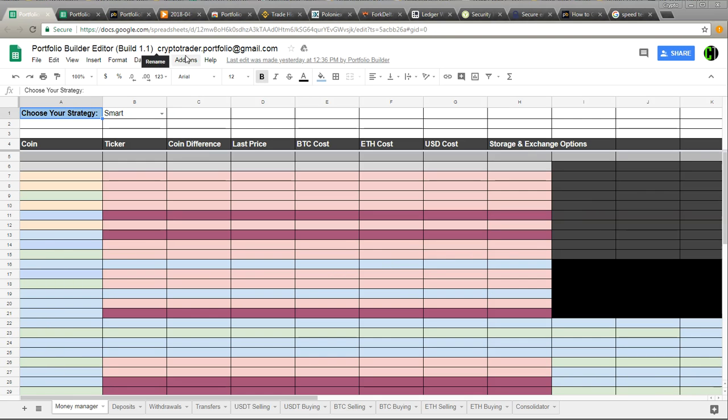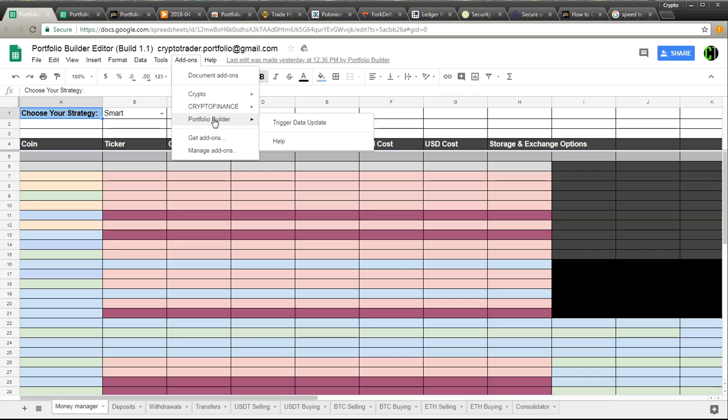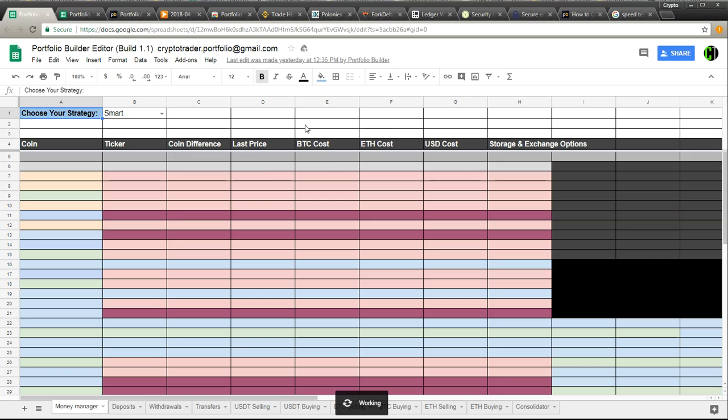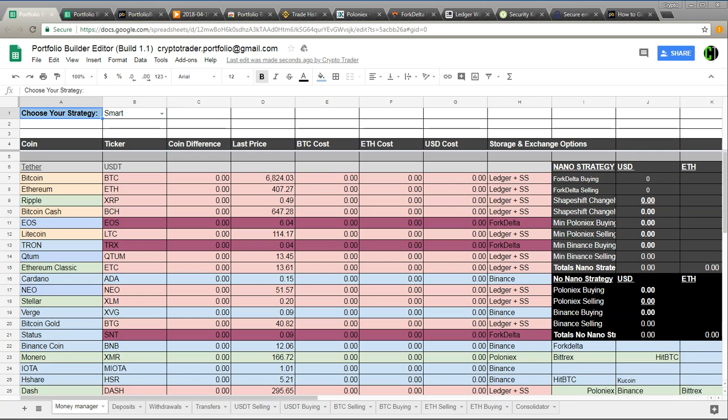And the very first thing you'll want to do is click on add-ons, go to Portfolio Builder, and then select the Trigger Data Update. This is going to take approximately 2 to 3 minutes because it's going to download data on all the cryptocurrencies currently held in the Portfolio Builder software. Now here's what this spreadsheet looks like initially when it first loads.